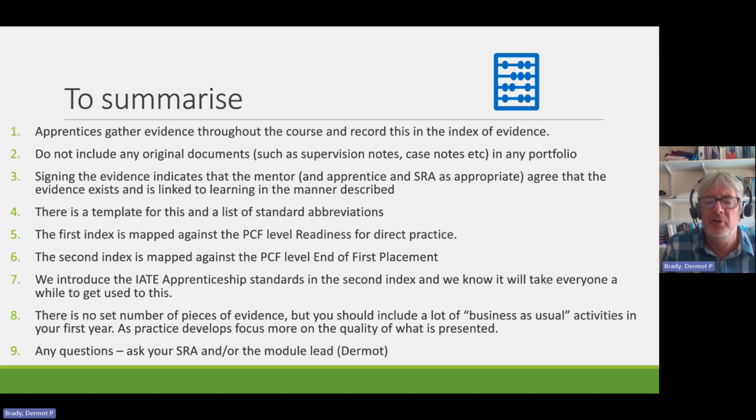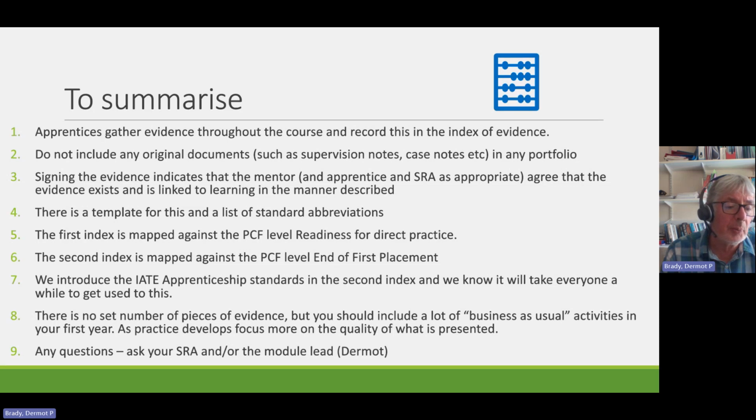There's plenty of learning opportunities out there, so it's a question of consistently recording those. Don't forget, business as usual activities are fine, because it's a good way, in actual fact, to start to build that evidence base. And as ever, if you've any questions, ask your SRA or me if you feel so inclined. I think you all have my contact details by now. Myself and the SRAs and other course team people welcome hearing from you.